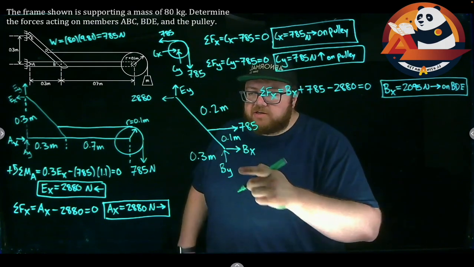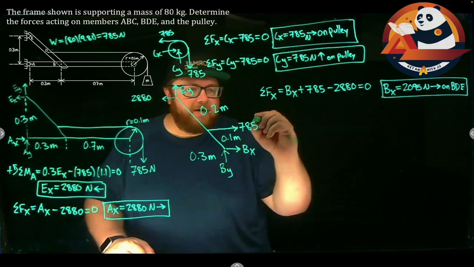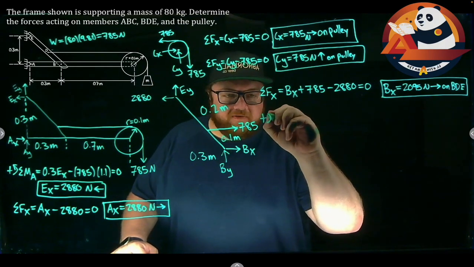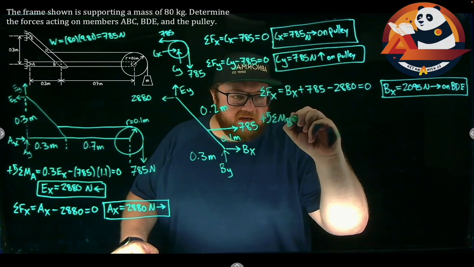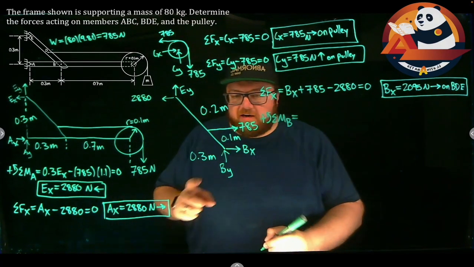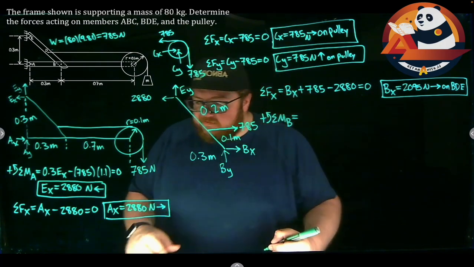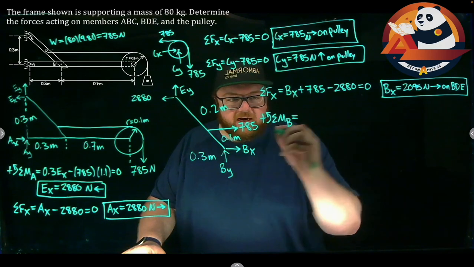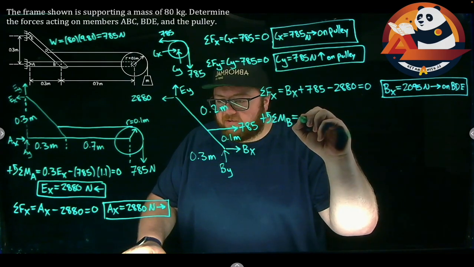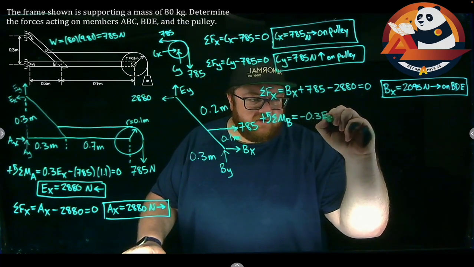I'm down to two unknowns here. They're both in the Y. So let's do moments. I'm going to sum moments about point B, with positive going counterclockwise. That'll get me, my EY causes a clockwise rotation, so we'll put it in as negative 0.3 EY.